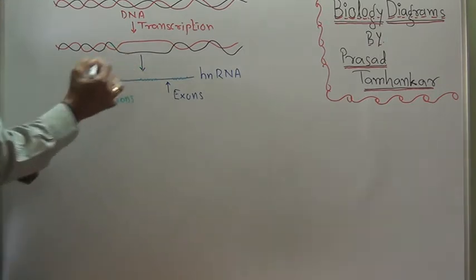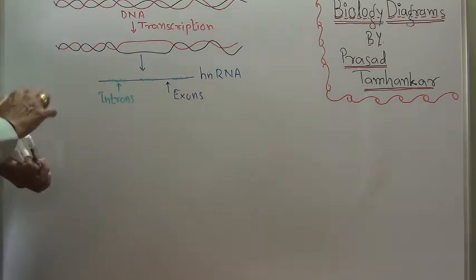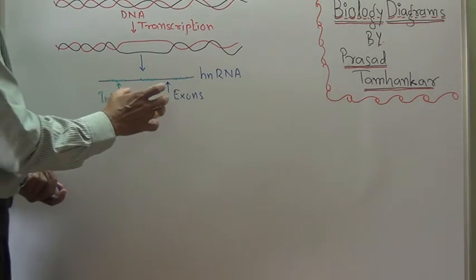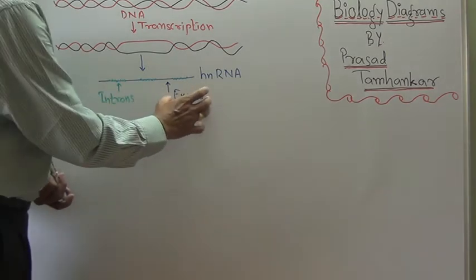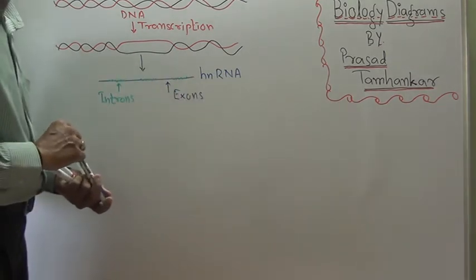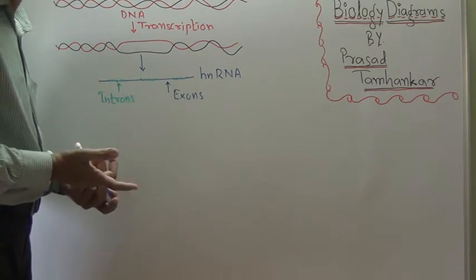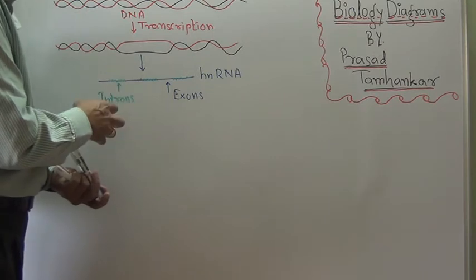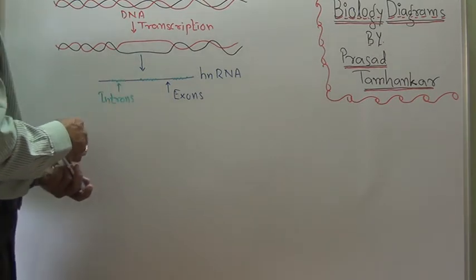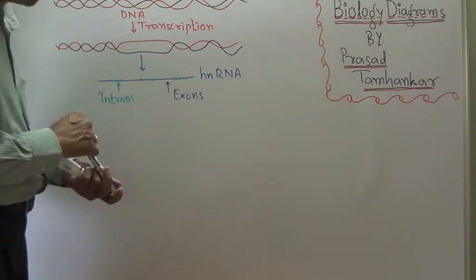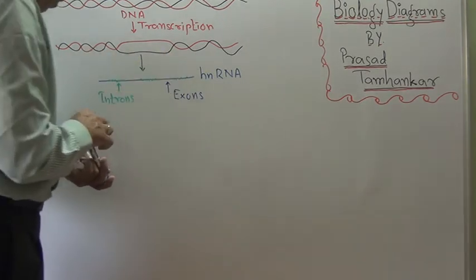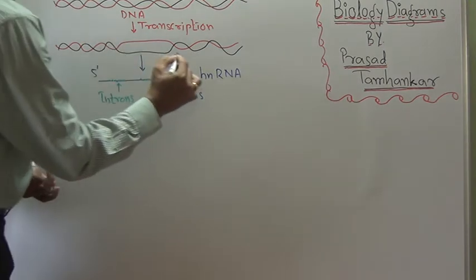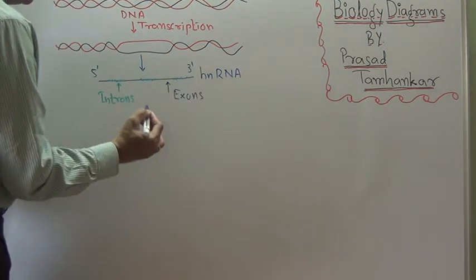So the process of maturation will include three stages. First, there will be removal of introns and retention of exons. Second process will be called capping, addition of MGTP, that is methyl guanosine triphosphate, and then the third process will be tailing. Now this hnRNA has two ends, that is very obvious. This is the 5' end and this is the 3' end.